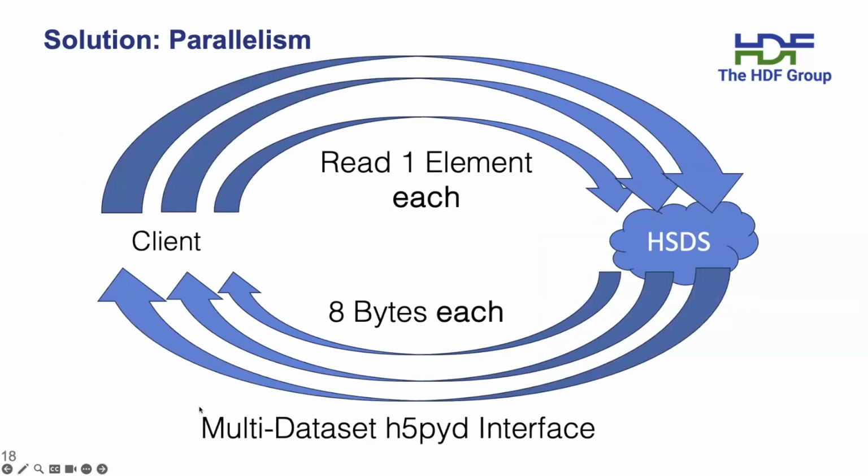Well, what if we try using parallelism? After all, HSDS can handle multiple clients sending multiple requests. So what if we have one program act like multiple clients and send these small requests in parallel, so that even if it does have to spend some time waiting, maybe it can at least wait multiple times at once. And this is the basis for the multi-dataset H5PD interface, the third and final part of these new multi-interfaces.